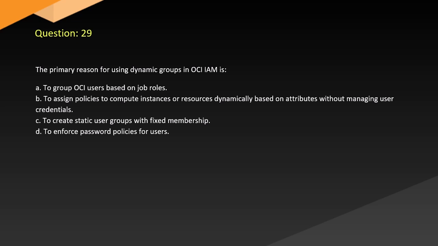Question 29. The primary reason for using dynamic groups in OCI IAM is: A. To group OCI users based on job roles. B. To assign policies to compute instances or resources dynamically based on attributes without managing user credentials. C. To create static user groups with fixed membership. D. To enforce password policies for users.